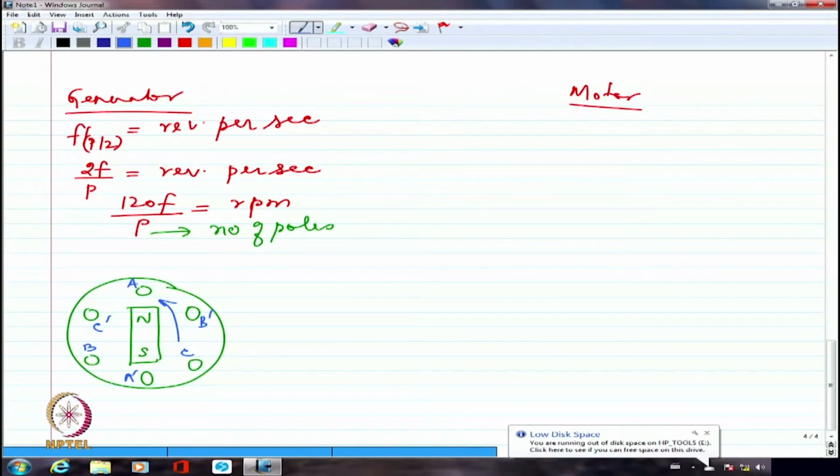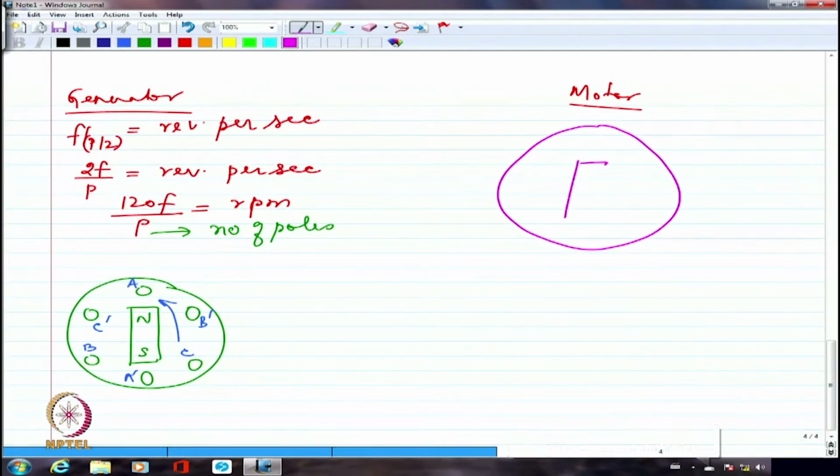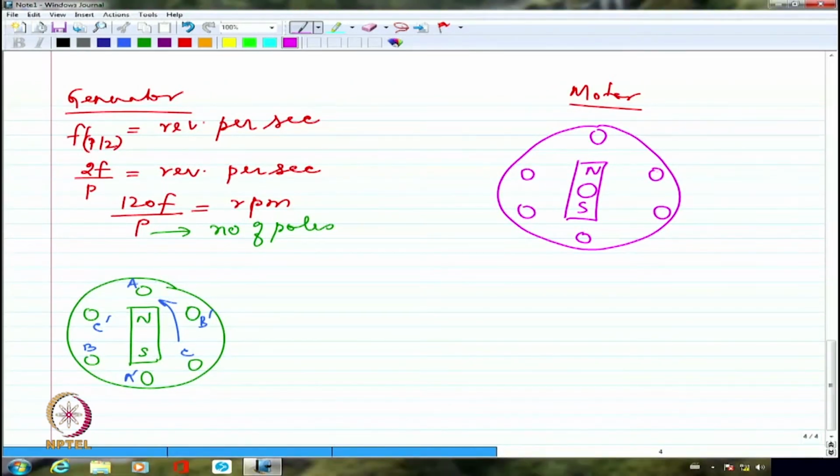Let us try to look at the synchronous motor. In the case of a synchronous motor, I am going to have basically the same structure. I am probably going to have north pole and south pole. This is the rotor. Right? So if I am going to have the rotor here, I have the three-phase windings sitting here. So you are going to have the three-phase winding here.